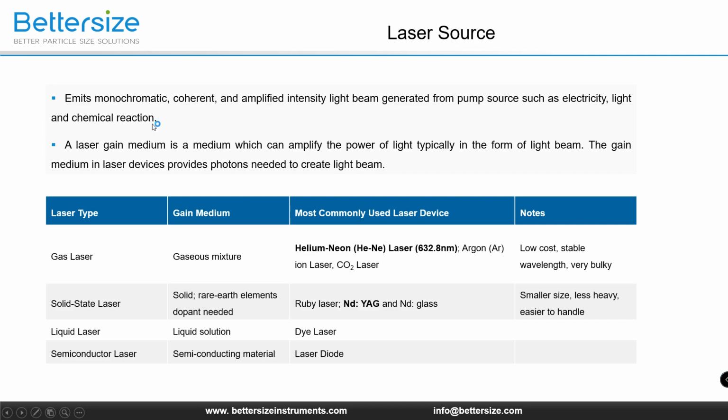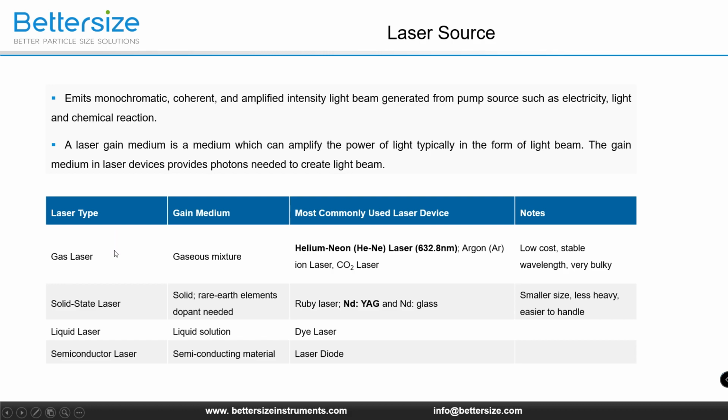When light passes through the gain medium in the laser device, a process called stimulated emission allows the emission of photons from the gain medium molecules. Therefore, the gain medium serves as a source of photons needed to create a light beam inside a laser device. According to the different materials of the gain medium, laser devices are categorized into 4 different types.